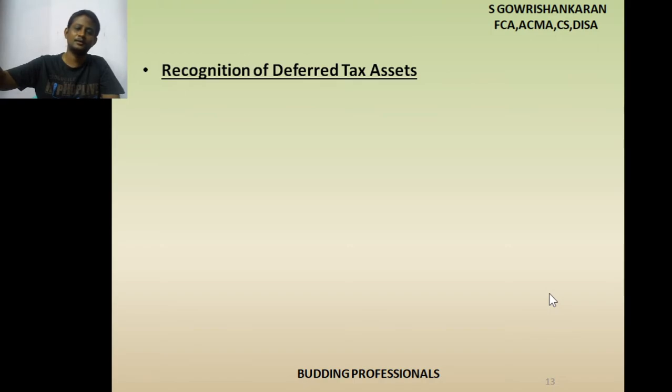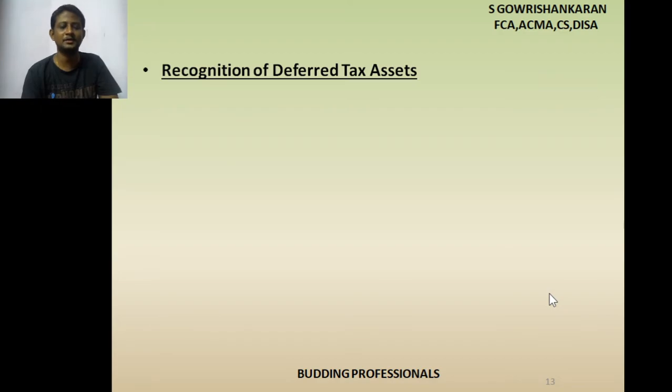Got it or not? Because accounts are prepared on conservatism. Conservatism means you have to account for all your losses. Only if revenue is certain, then only you have to recognize. But losses, you have to record all your losses and expenses. But revenue is accounted only if there is certainty. That is why recognition of deferred tax asset.